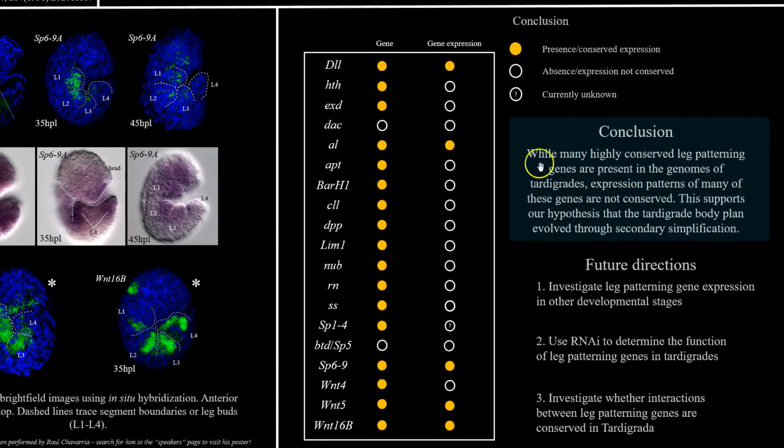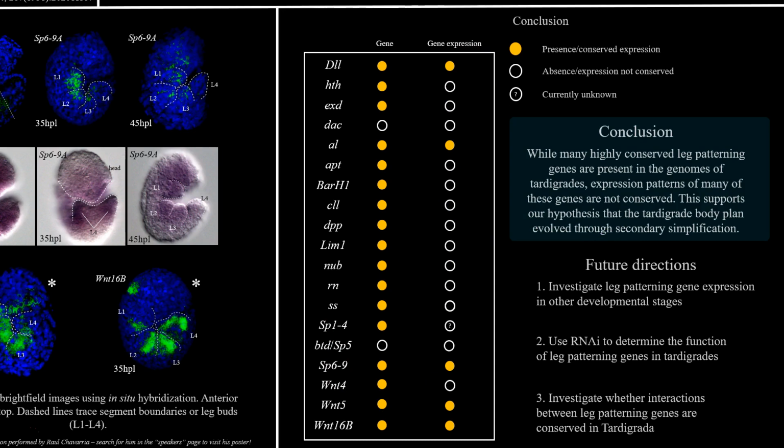As you can see, while many of these genes known for patterning the appendages of other animals are present in the genomes of tardigrades, the expression patterns of these genes tend to be very different. The predicted upstream components so far appear to be more conserved in their expression, but things get messy when we start looking at the predicted downstream components. This supports the hypothesis that tardigrade appendages are secondarily simplified beyond just their reduced proximodistal axis.